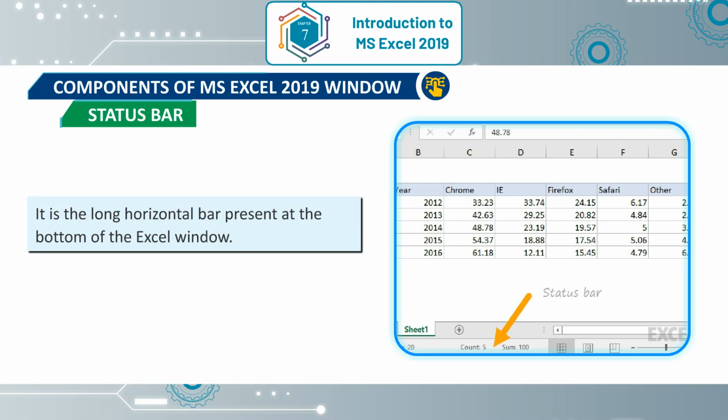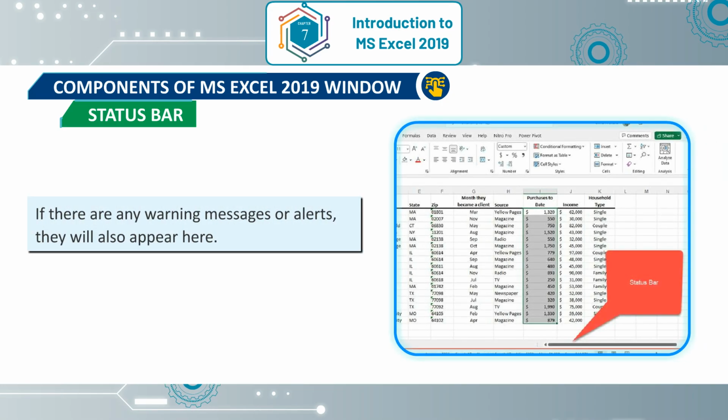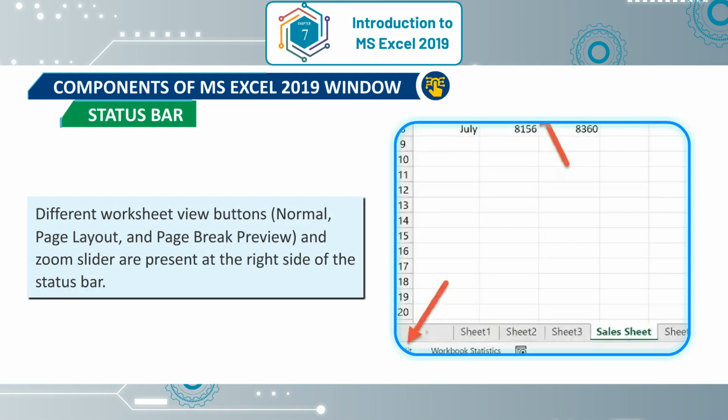Status bar. It is the long horizontal bar present at the bottom of the Excel window. It shows important information about the selected cells, such as their average, count, and sum. If there are any warning messages or alerts, they will also appear here. As the name suggests, it displays the status information of the active Excel spreadsheet. Ready, enter, and edit. Different worksheet view buttons, normal, page layout, and page break preview, and the zoom slider are present at the right side of the status bar.